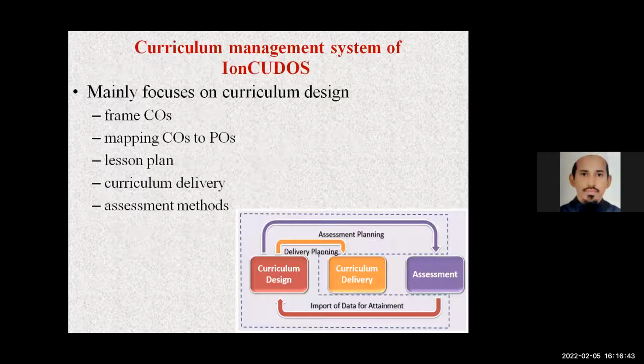Then in IonCUDOS, we have to frame certain course outcomes. Whenever I get a syllabus, the first point is to frame course outcomes. As per NBA, we have to frame at least 4 to 6 outcomes. Then mapping of COs with the program outcomes. Then we have to plan a lesson plan, a schedule, then curriculum delivery, and then the assessment method. All these heads you can add in IonCUDOS.